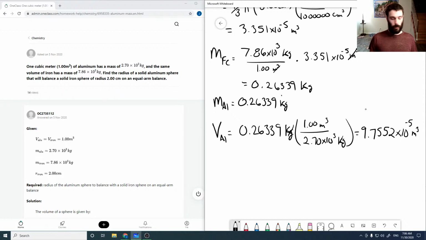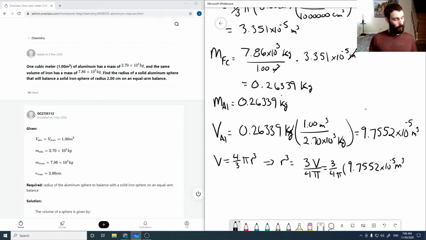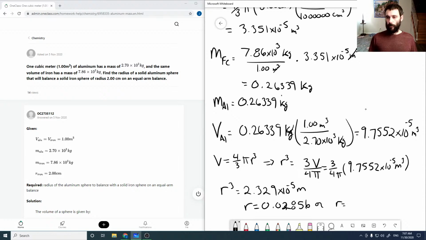And now with our sphere equation, we can solve for r, right? So V equals 4/3 pi r cubed. So that means that r cubed is 3V over 4 pi. Subbing in our volume now, we get that r cubed is 2.329 times 10 to the minus 5 meters cubed. Taking the cube root, r is 0.02856 meters, or r equals 2.86 centimeters.